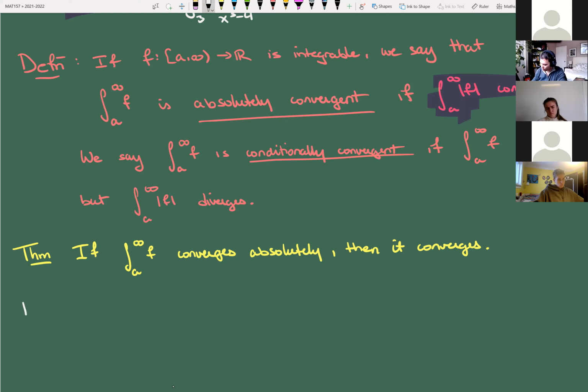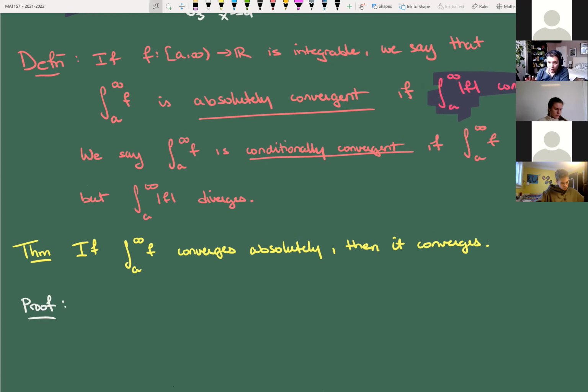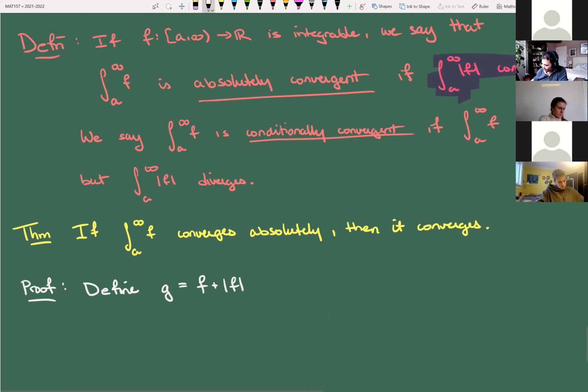Okay, so let me try and prove this for us first. So what we're going to do, this proof is a little bit weird, and I don't think it's super intuitive because you just have to play with some inequalities. So what I'm going to do is define a new function as follows. Define g to be the function f plus the absolute value of f. Okay? This is a little bit weird, but bear with me here.